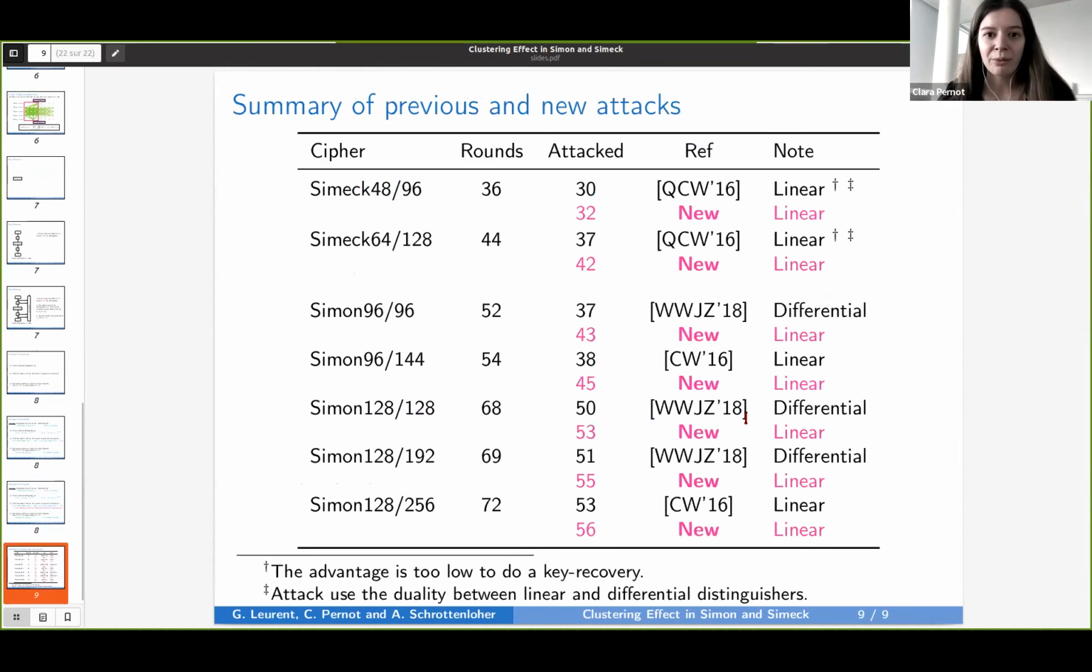So here are our results. For example, for Simeck with a block size of 64 bits and a key size of 128 bits, we obtained an attack over 42 rounds out of 44, while before the best attack only reached 37 rounds.